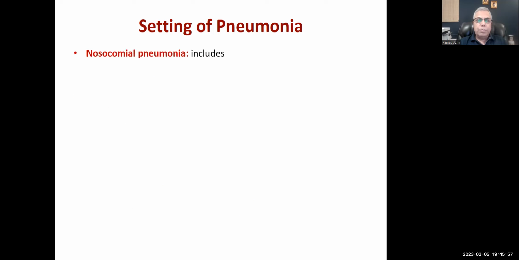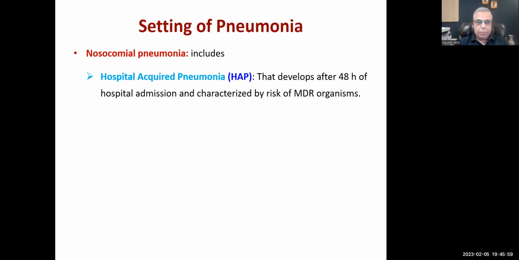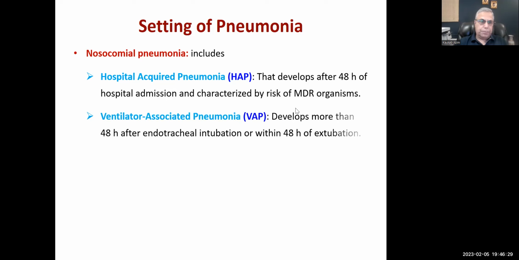Now, nosocomial pneumonia includes hospital-acquired pneumonia that develops after 48 hours. So in community-acquired, I said that the patient is admitted to the hospital for some reason, and within 48 hours, he develops pneumonia. So that is community-acquired. But if he develops pneumonia after 48 hours, then that's the definition of hospital-acquired pneumonia. And there is a risk of multi-drug resistant organisms in such cases.